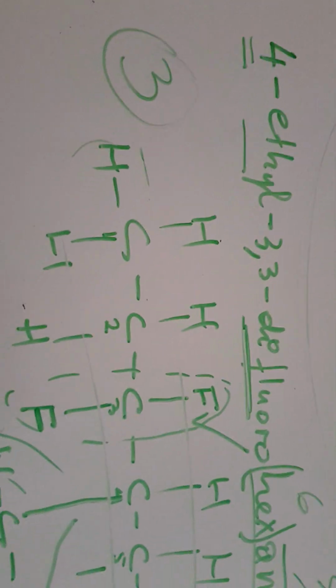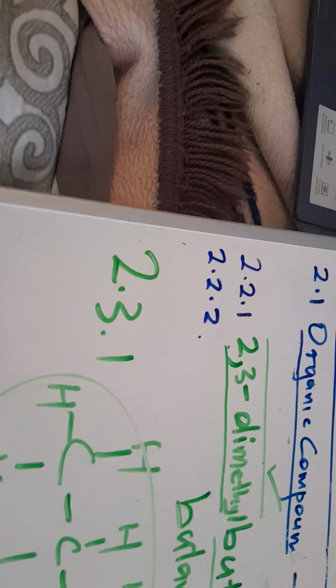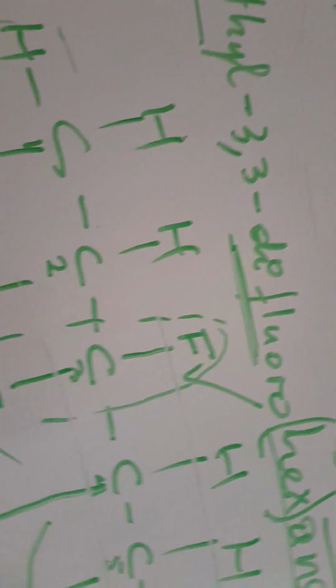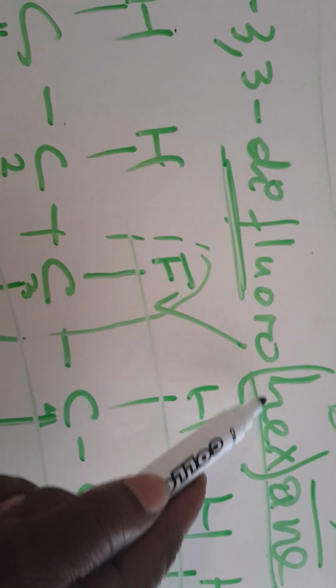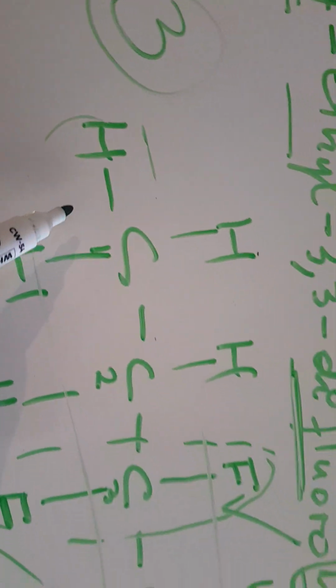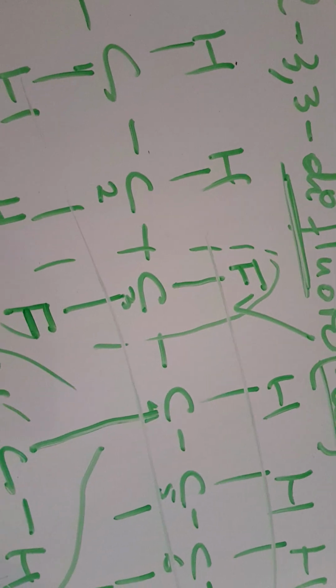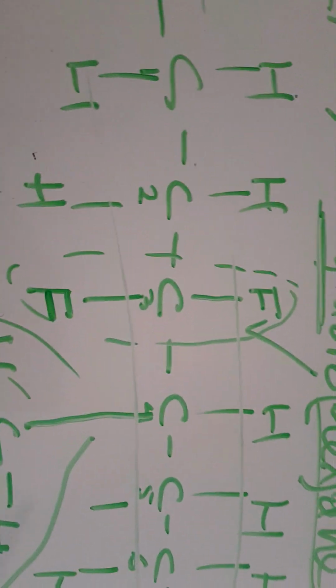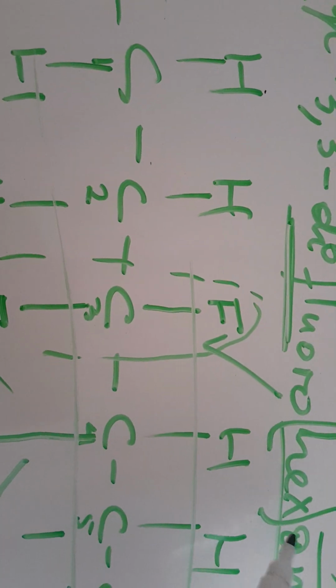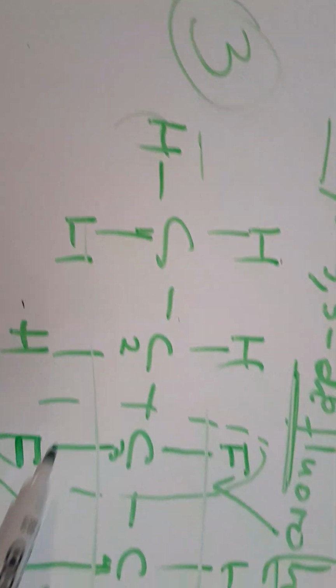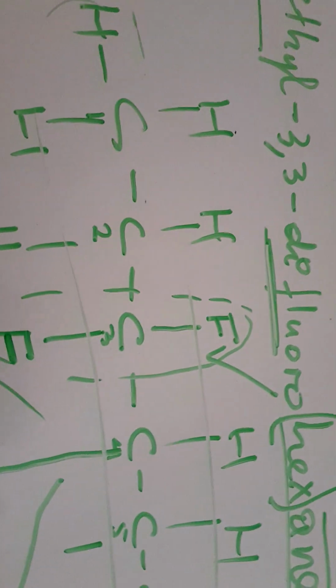Okay, to conclude, question 2.3.1. Now we have identified that the hexane here means that you have 6 carbons in the parent chain, and the compound is an ane, meaning that there's saturation.